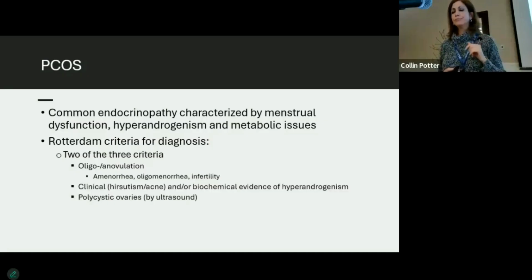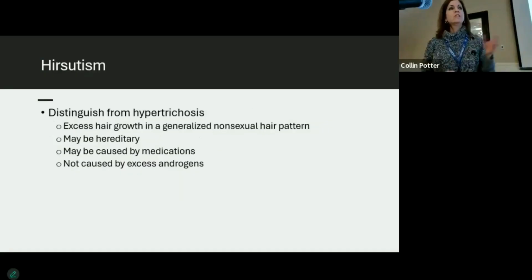So there are criteria for the diagnosis of PCOS that are often discussed. Amenorrhea or oligomenorrhea and infertility is a big criterion. The clinical picture with hirsutism, acne, or any other biochemical evidence of hyperandrogenism. And then polycystic ovaries on ultrasound, so you're looking for 2 of the 3 of those. You have to distinguish that from hypertrichosis. I should have put a picture, I apologize. If you have not seen that, it's excess hair growth as well, but not in a sexual hair pattern, not the post-pubertal androgen-sensitive places people think of. It's vellus hair, and you'd see that a lot on forearms and lower legs. Certain medications you might recall from pharmacology, like phenytoin and cyclosporin, can be responsible for that, and it's not caused by excess androgens.